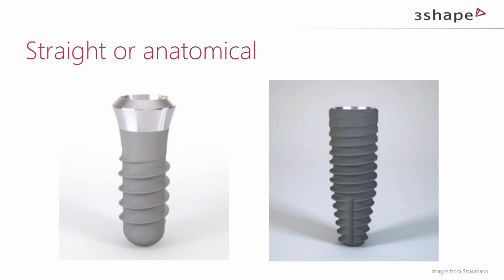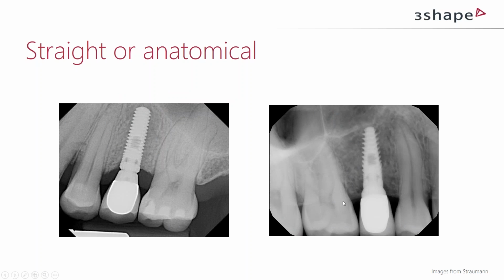So sometimes it's fashion. If we look at this, we have the straight implant to the left, and then we have the conical or anatomical implant to the right. Anatomical, as you can see on the right side, actually resembles the root of the normal tooth. So here man is trying to assimilate or resemble the normal anatomy of the tooth.